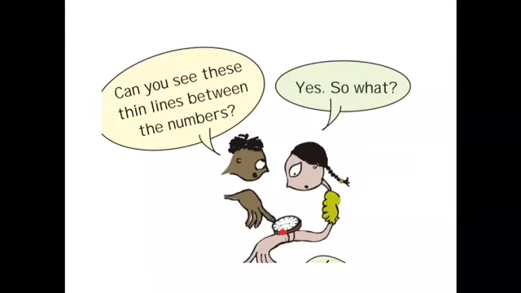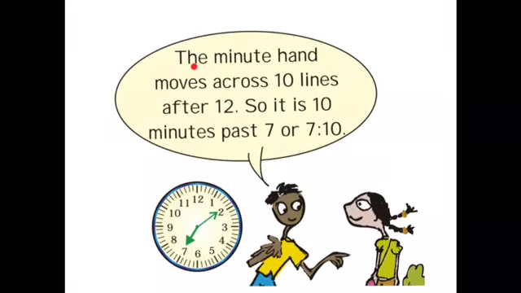Pamposh started explaining. Can you see these thin lines between the numbers? Yes. So what? The minute hand moves across 10 lines after 12. So it is 10 minutes past 7 or 7:10. So the number on the clock's face is used to represent hours, whereas for minutes we have to look at the small subdivisions. From 12 to 2 there are 10 subdivisions, right? So it is 7:10, 10 minutes past 7.